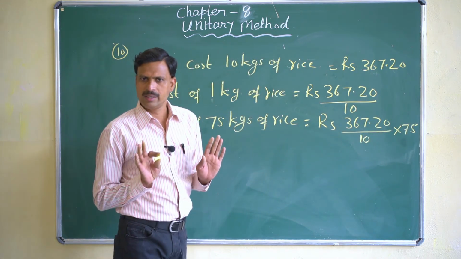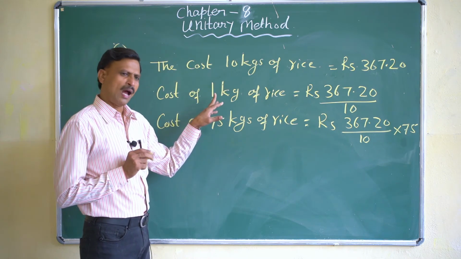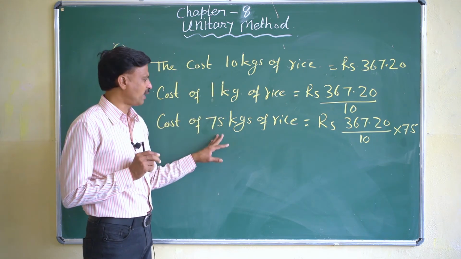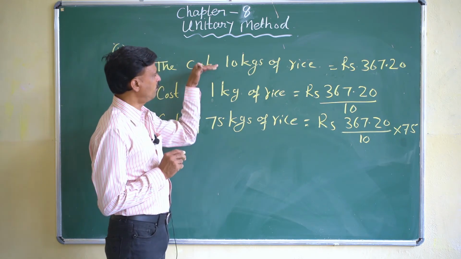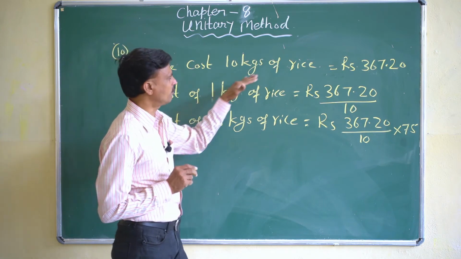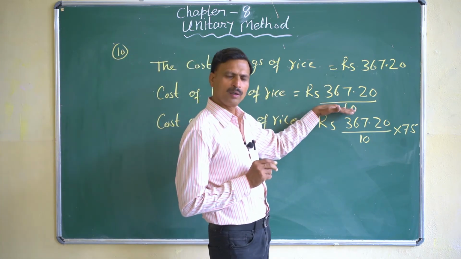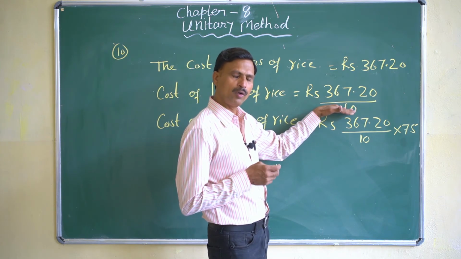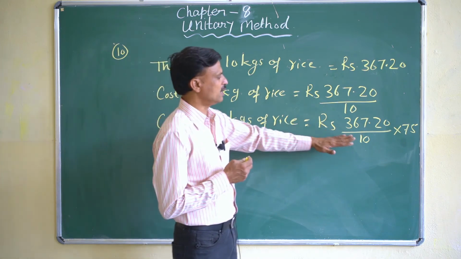Clear now? 10 kg cost is given, so first we are finding for 1 kg. After finding the value of 1 kg, we are finding for the 75 kg. So here we are finding for less value, that's why it was divided, and then the value of less is given and we are finding here for the more, so here it is multiplied.